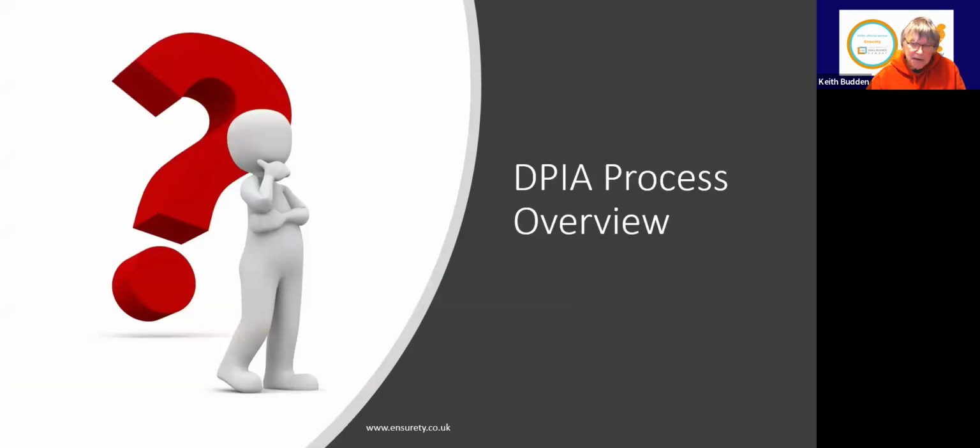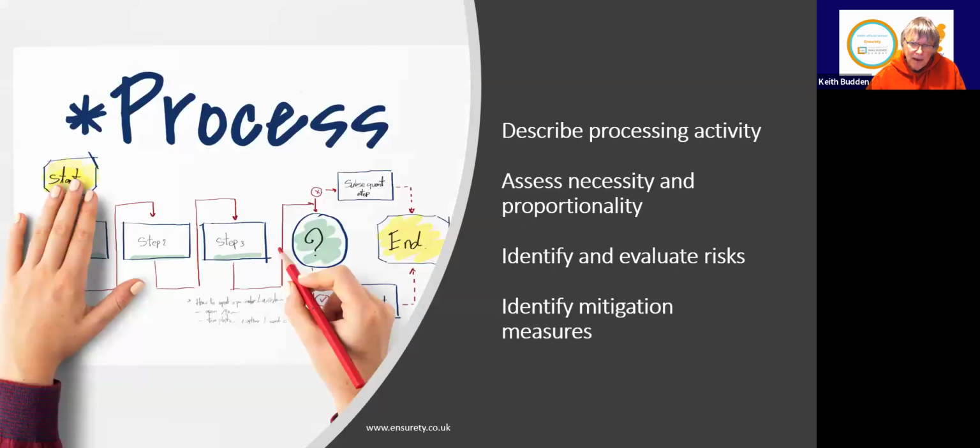So what is the process overview? To break this down for you, the DPIA process follows a clear structure, and we're going to describe what's happening, question if it's necessary, and then, of course, as part of the process, you have to assess the risk to individuals, and you have to outline how you plan to reduce the risk.